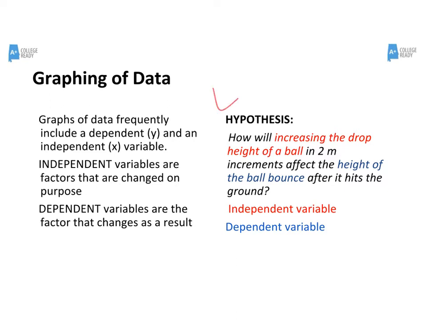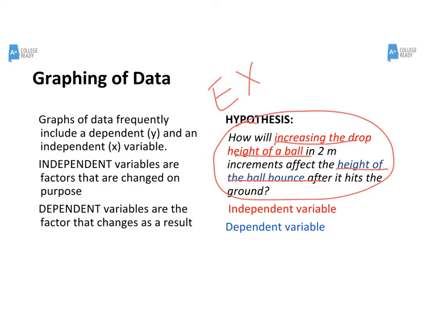So, for example, we have a problem here, or a hypothesis here. How will increasing the drop height of a ball in 2-meter increments affect the height of the ball bounce after it hits the ground? And so here we have the independent variable, and here we have the dependent variable. The dependent variable depends upon the independent variable. We're going to change this on purpose to see how this changes.